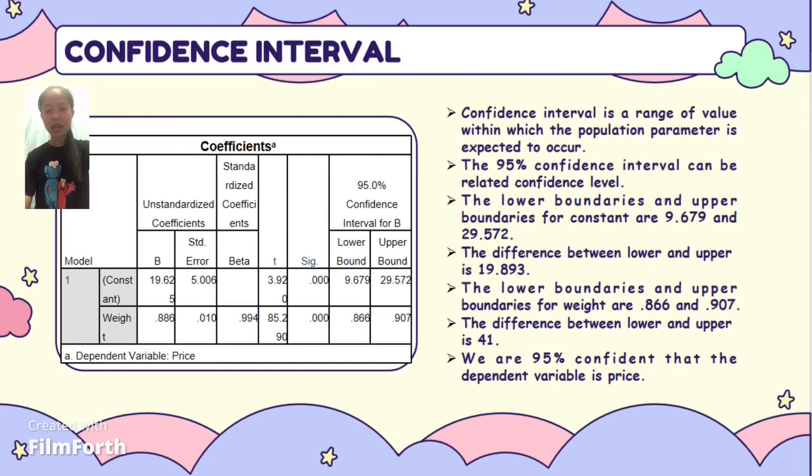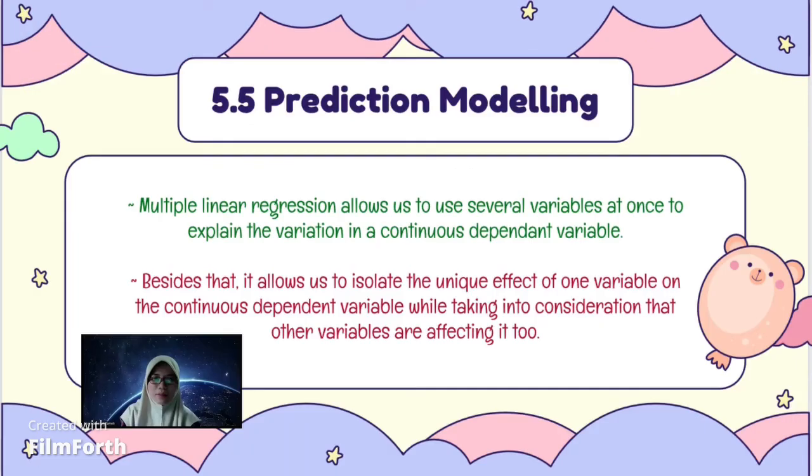The lower boundary and upper boundary for weight are 866 and 907. The difference between lower and upper is 41. We are 95% confident that the dependent variable is price. Prediction modeling.